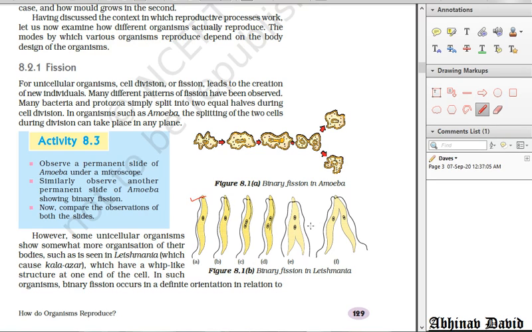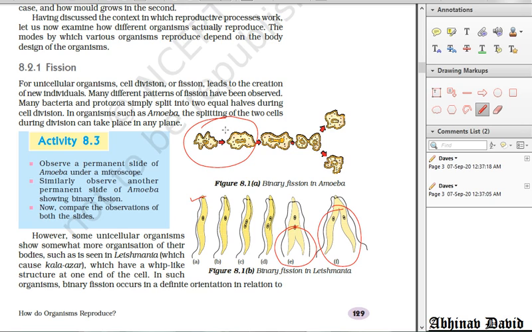Can it divide from any place? Yes or no? No, it cannot divide from any place. It divides through a particular plane. But what about amoeba? Amoeba can divide through any plane because amoeba has no regularity in shape. But leishmania has regularity in shape as well as a whip-like structure called flagellum. So it has to divide through a certain plane.